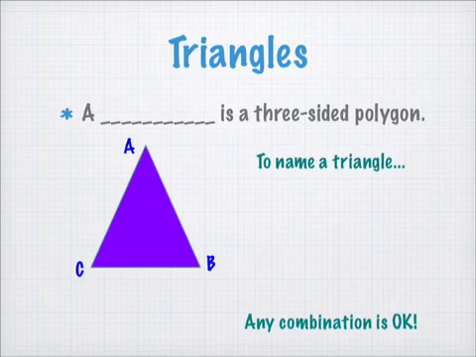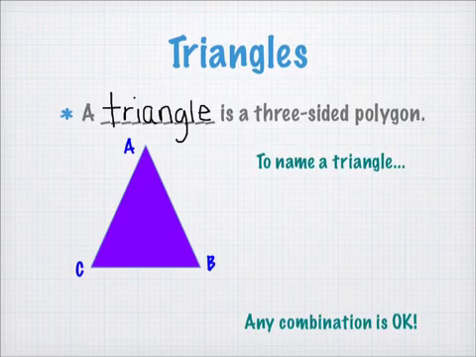Okay. A blank is a three-sided polygon. What do we call it? A triangle. Yeah. That's literally what I wanted from you. A triangle. I got it. Okay. A triangle is a three-sided polygon.